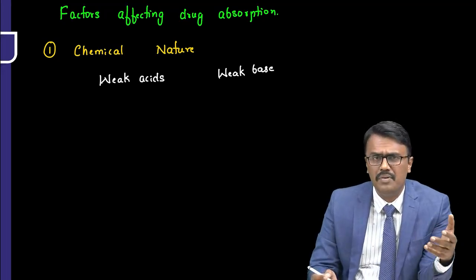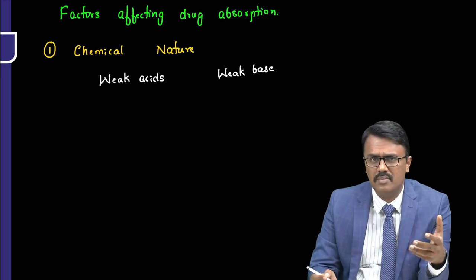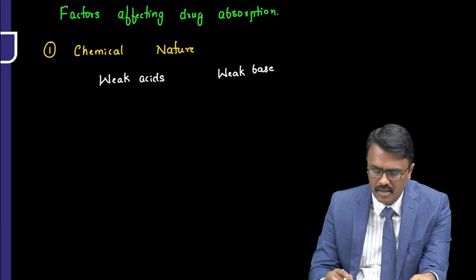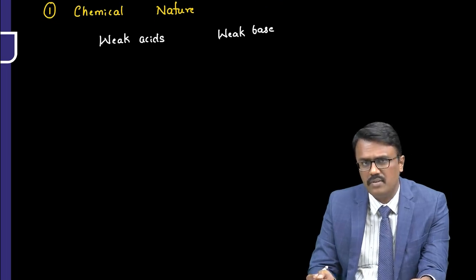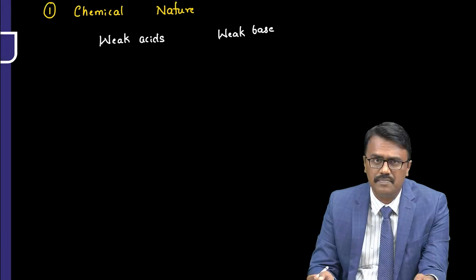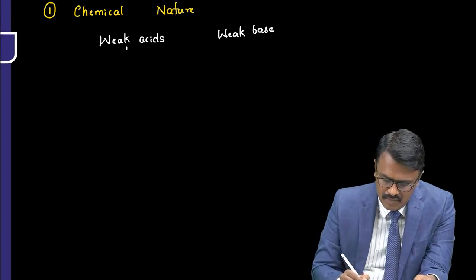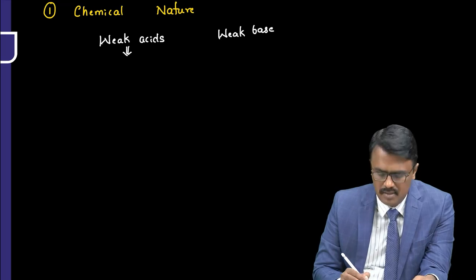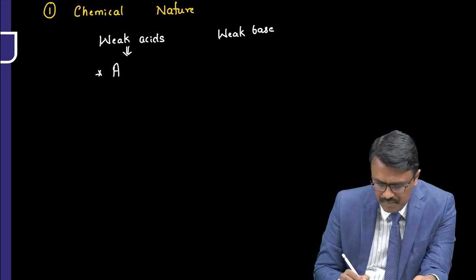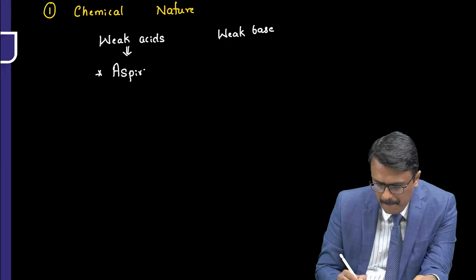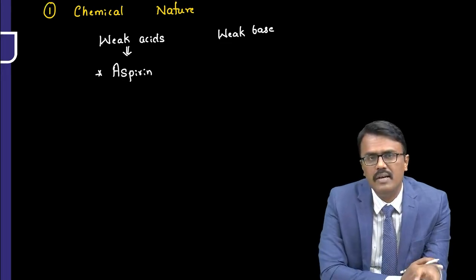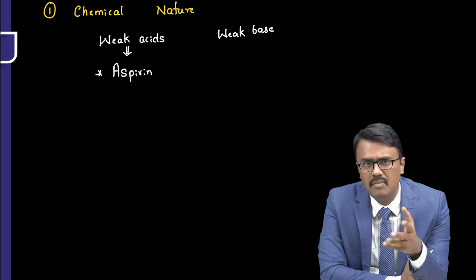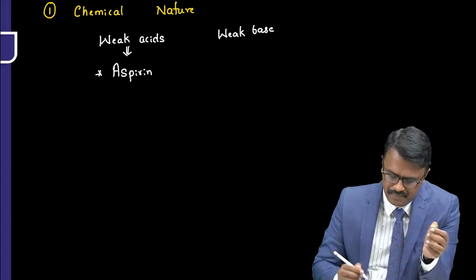So we cannot give strongly acidic drugs because they will burn. So we can give weak acid or weak base, and strong acids are not at all absorbed. Classical example for weak acid is, you know this drug already, aspirin. So what is the other name for aspirin? Acetyl salicylic acid. The name itself is telling you it's acid.